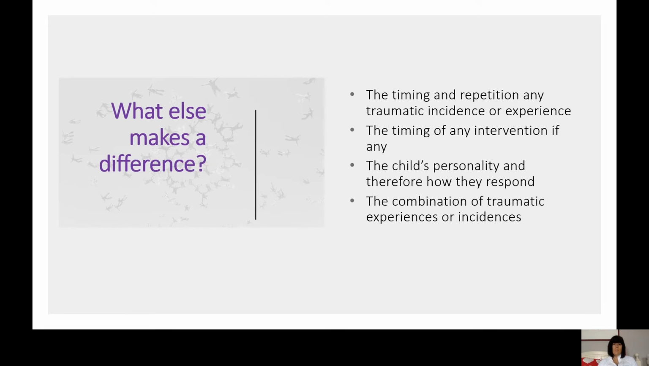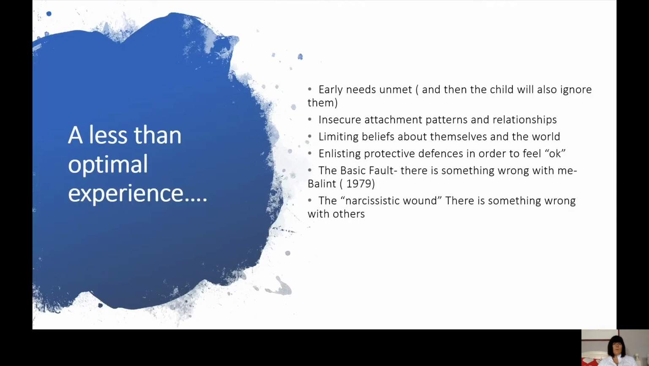So sadly, if there's more than one, and then how often that happens, then that can be reinforcing. So what does that result in if the child has a less than optimal experience? It results in those early needs that we were talking about being unmet. And then, of course, isn't it, if they haven't been met, then the child or young person may also ignore their needs because the lesson is, I'm not important, or my needs are not important. So then they just continue to be pushed away, and then obviously the issue becomes more and more entrenched.